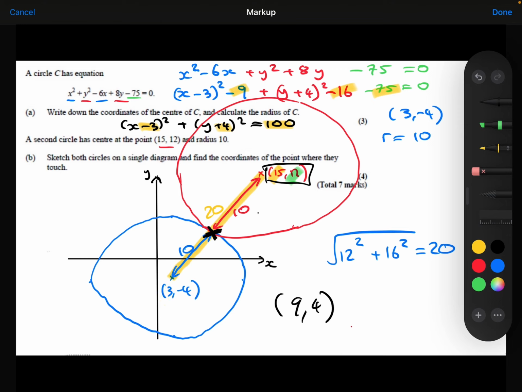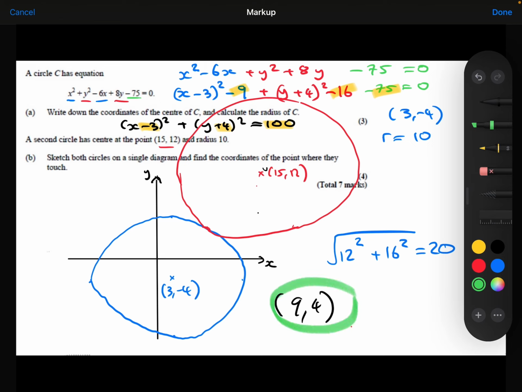And there we go. We have sketched both curves, and we know that they're going to touch at one point, and that point is going to be (9, 4).